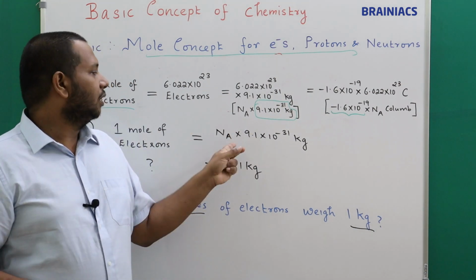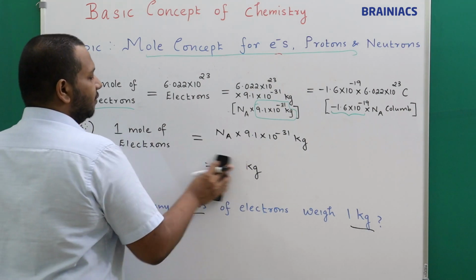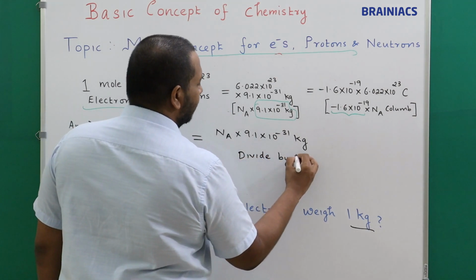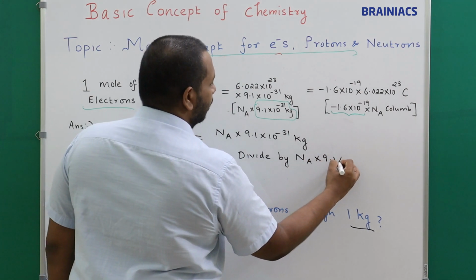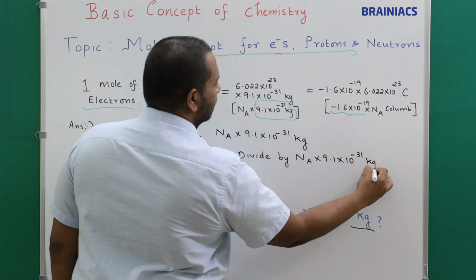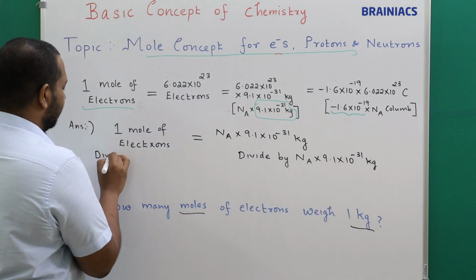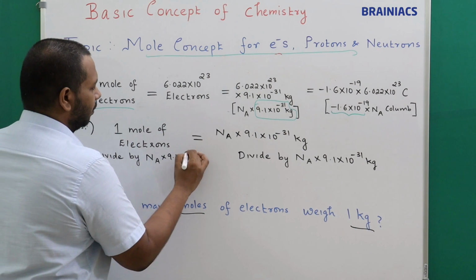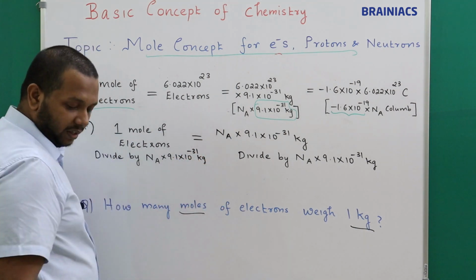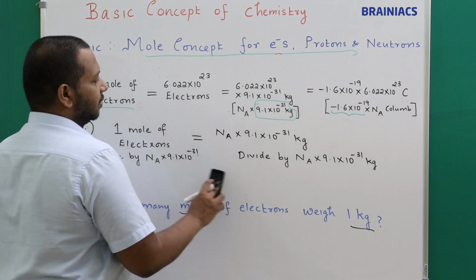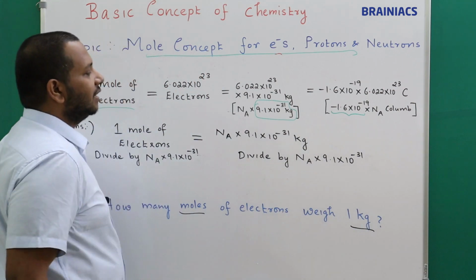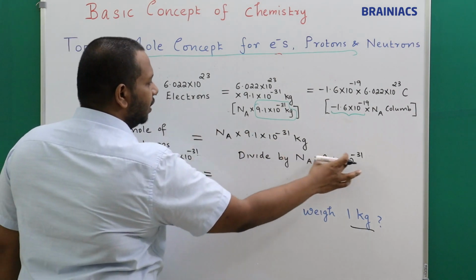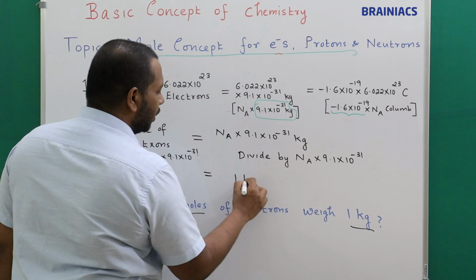Now tell me how to convert this Na into 9.1 into 10 power minus 31 kg to 1 kg. We know it. Divide by the same number. So divide by Na into 9.1 into 10 power minus 31 on both sides. Kg is not required, that is a unit. Divide by the same number. Don't multiply by kg, then it will get cancelled off and become unitless. Only divide by the same number. When you divide this number by this number, it cancels off and this becomes 1 kg.